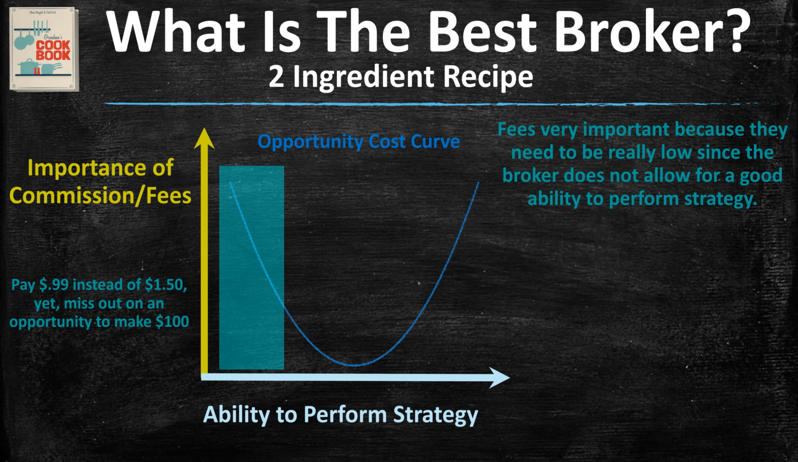So for example, maybe you're paying $1.50 instead of $99... actually, maybe you're saving money on commissions, yet that's causing you to miss out on an opportunity to make $100. Do you see the problem there? Do you see the opportunity cost? Sure, you're saving a little money on commissions, but if the broker is not allowing you to perform as efficiently and as fast as possible, then it's probably worth it to pay more, because you're saving 51 cents but just missed out on an opportunity to make $100. That is not a place on the curve that you want to be at. That doesn't make any sense because the opportunity cost is too great.